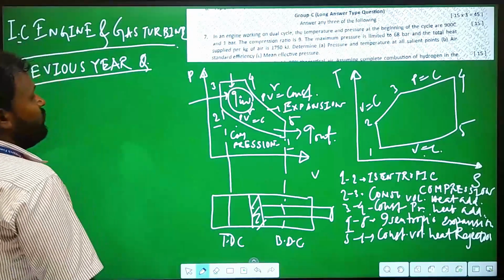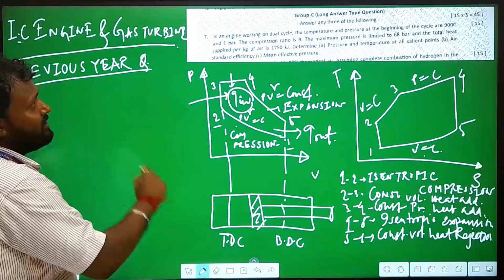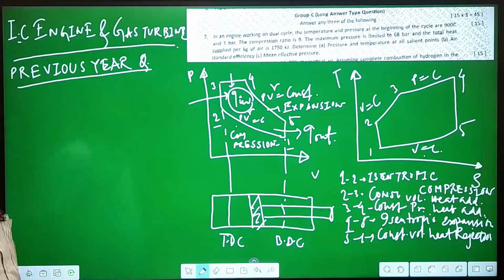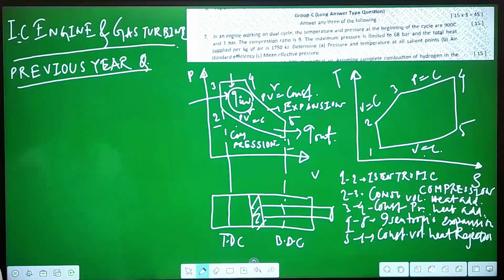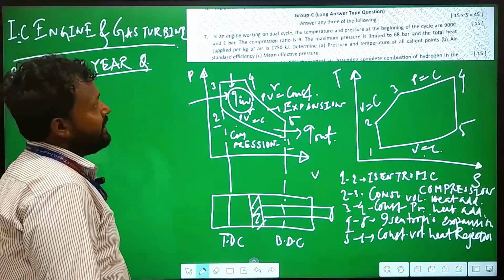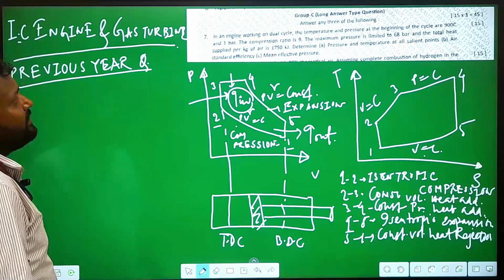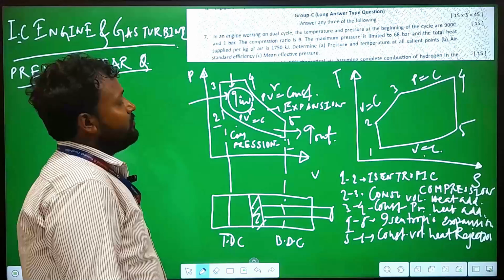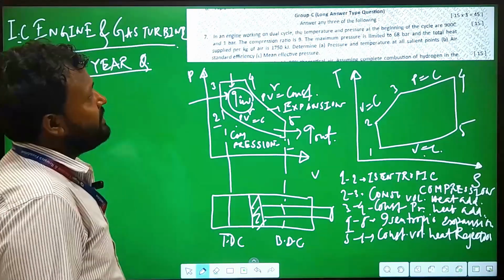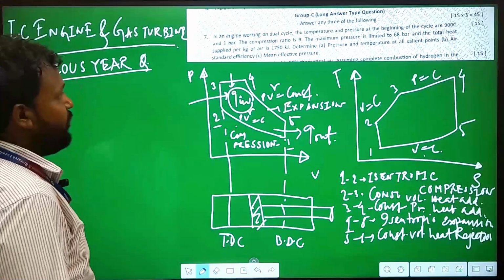So, now what is the problem? In an engine working on the dual cycle, the temperature and pressure at the beginning of the cycle are 900 degrees centigrade and 1 bar, and the compression ratio is 9. The maximum pressure is limited to 68 bar, and the total heat supplied per kg of air is 750 kilojoule. We have to determine the pressure and temperature at all salient points.